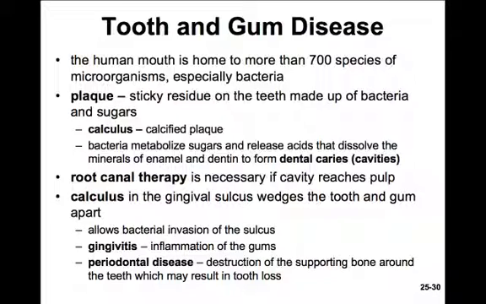Sometimes calculus or calcified plaque gets into the gingival sulcuses and wedges the tooth and the gum apart. This allows more bacteria to invade the sulcus and lends itself to gingivitis.